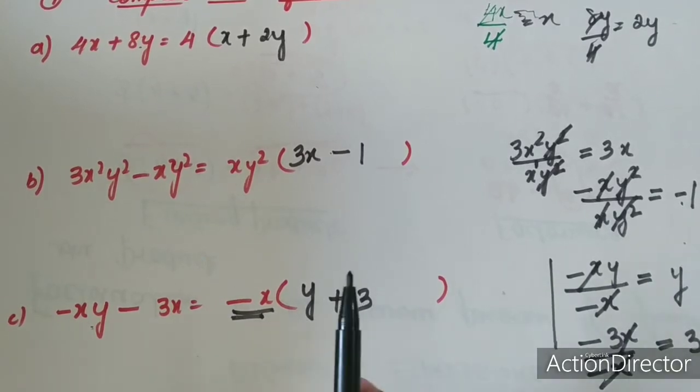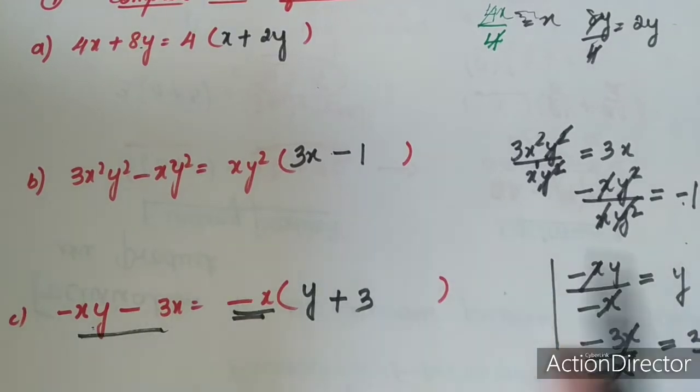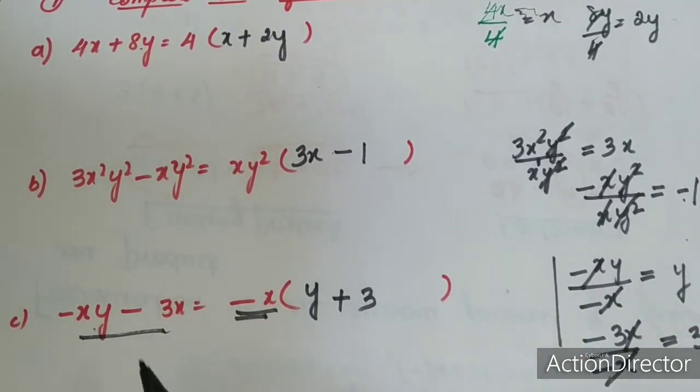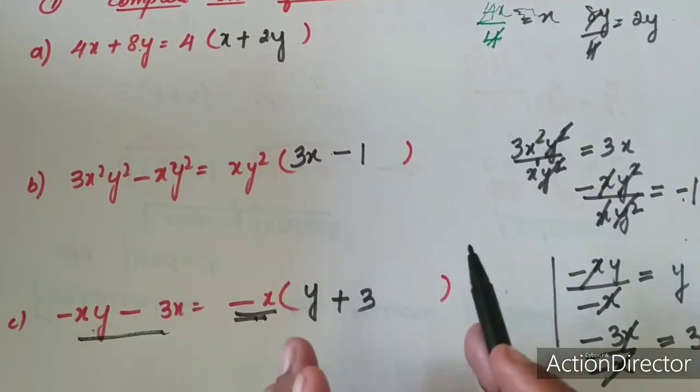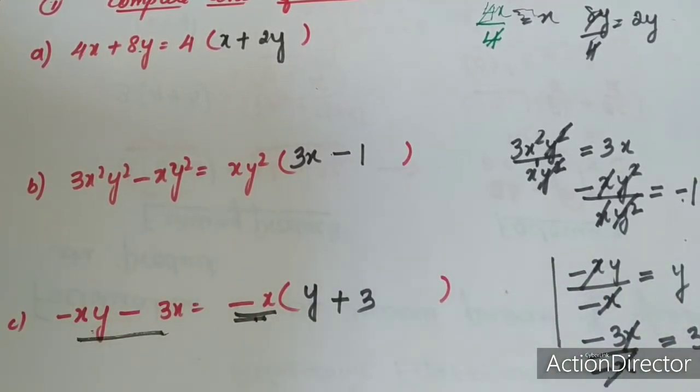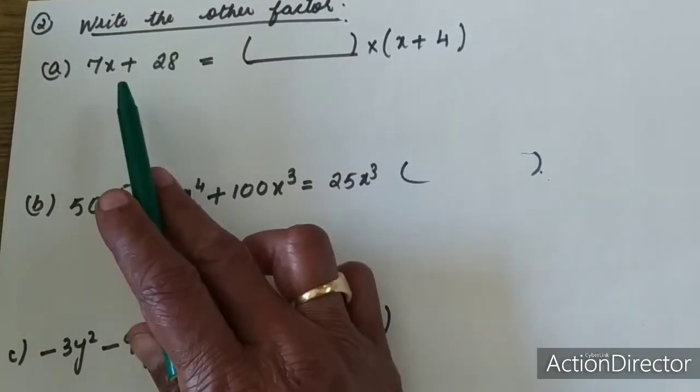So simple concept. While factorizing, you have to remember, whenever we group the terms, two terms we group together. When we group the first two terms, we always take the HCF in the first bracket, and in the second bracket each term divided by the HCF. Let us see some more examples. You have to write the other factor.